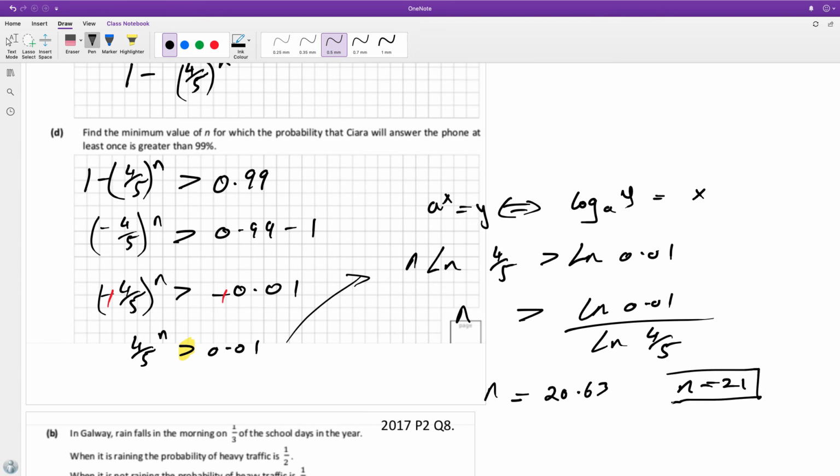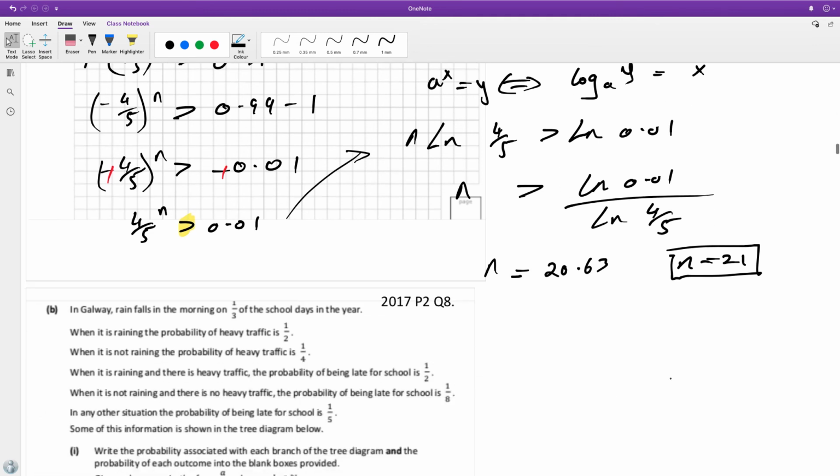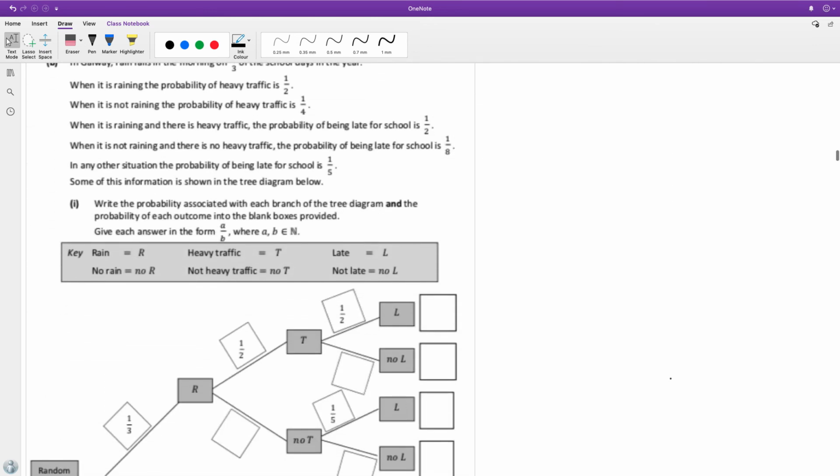Now, you wouldn't have been docked for using that rule up here because they would have said you understood that n was a positive number because it's the number of times you ring someone. But just in future, be wary of that. Is that right? Just something we looked at the last few weeks: you introduce ln when it's an inequality sign instead of using the rule. Right, let's jump on. Have a look at this one.